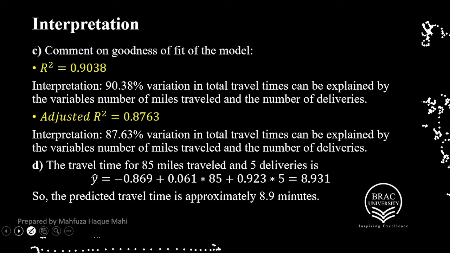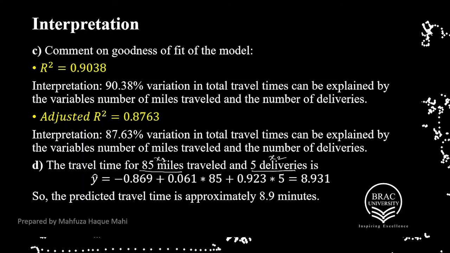Now I will predict the travel time for 85 miles traveled and 5 deliveries. I just have to put these values, 85 miles and 5 deliveries, in the estimated regression equation. This is the value for x1 and this is the value for x2. After calculating it I will get my predicted travel time, which is y hat equals minus 0.869.